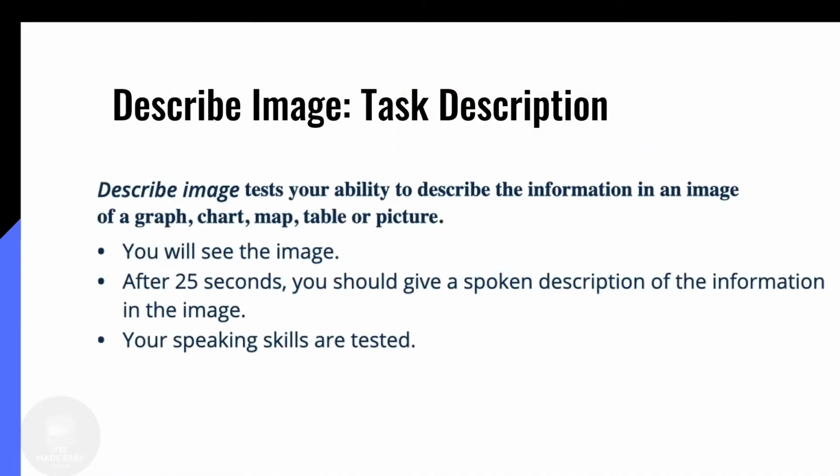Now, as per Pearson's official guide, describe image tests your ability to describe the information in an image of a graph, chart, map, table, or picture. So what will happen in the test is you are going to see an image. You will have 25 seconds to prepare, and then you will be able to speak, and your answer must be finished within 40 seconds.